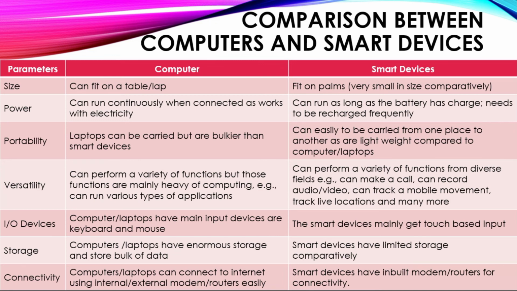Next is your connectivity. Laptops can connect to internet using an external modem or router easily. Smart devices have inbuilt modem or router for connectivity. If you want to use internet with a laptop, we need to have an external modem. With the help of that, we can connect a laptop to the internet. Whereas in your phone, you have an inbuilt modem, so you don't need to carry any external modem for connectivity.